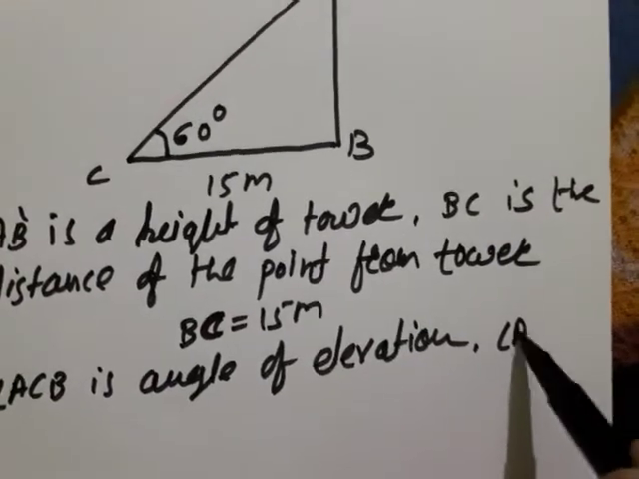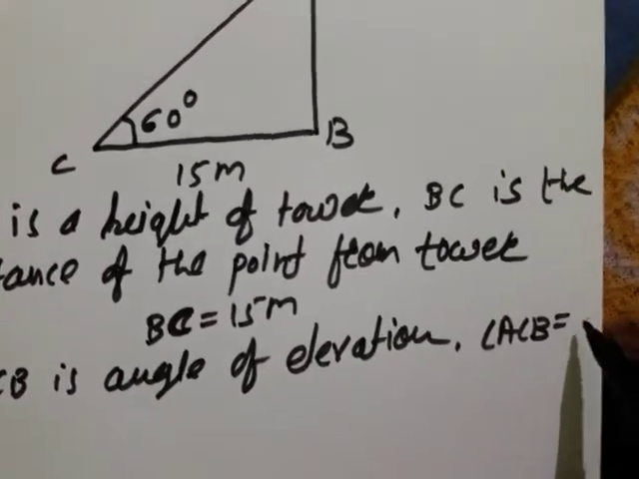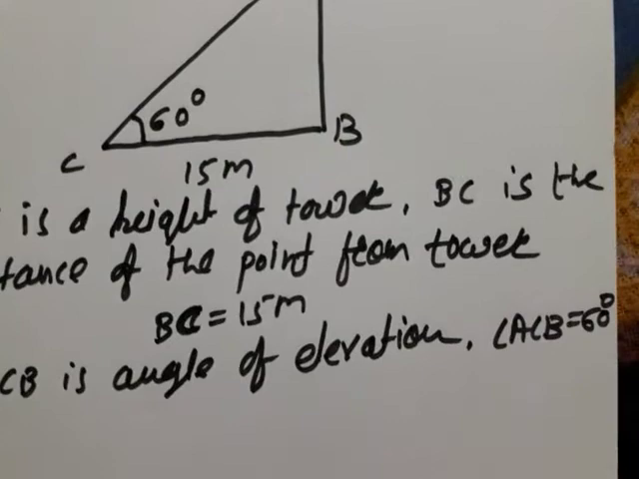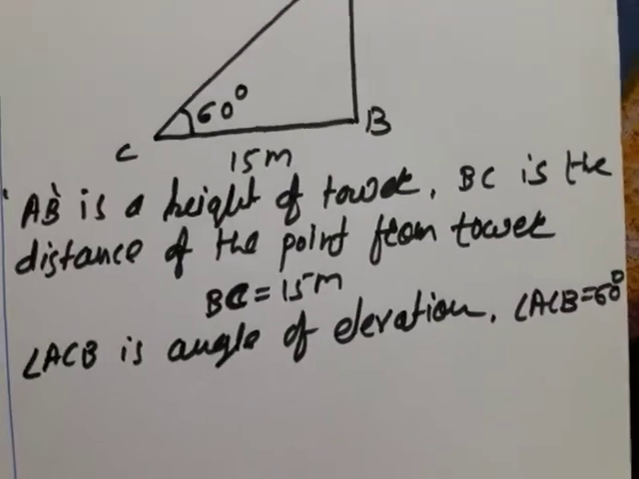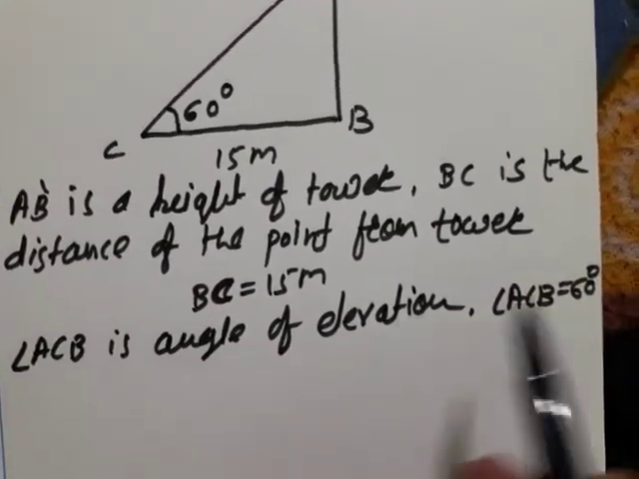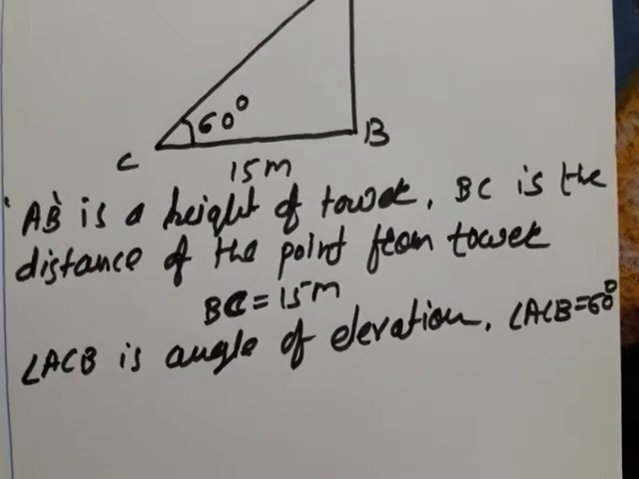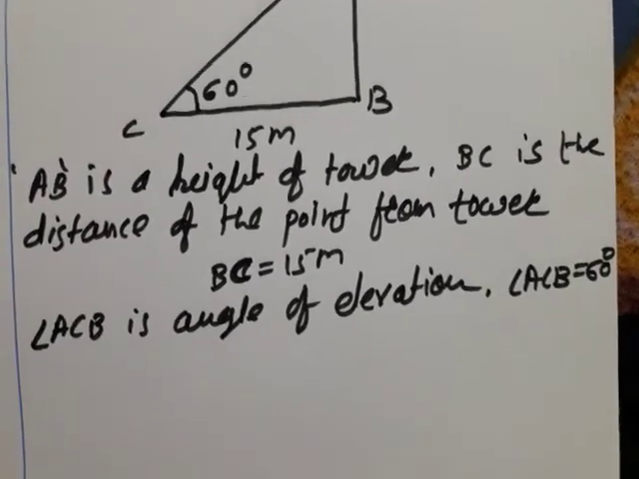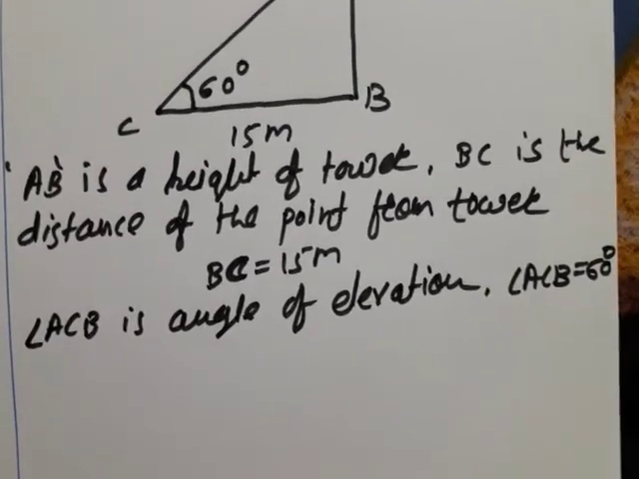Then ACB is equal to what? 60 degree. Do you understand what I said? Angle ACB is the angle of elevation. ACB is equal to 60 degree. समझ में आ रहा है कुछ? क्या प्रॉब्लम है? Do you understand what I said?